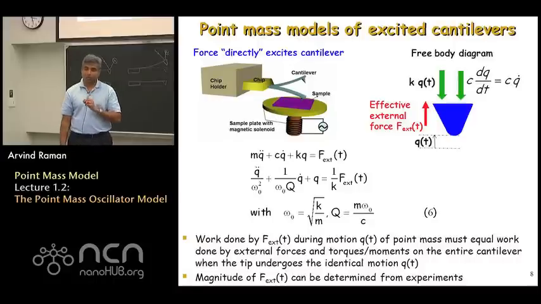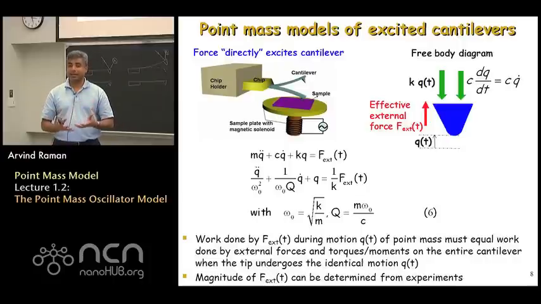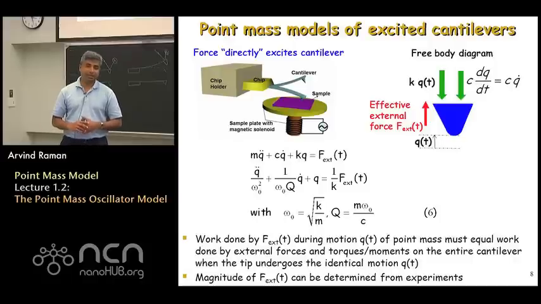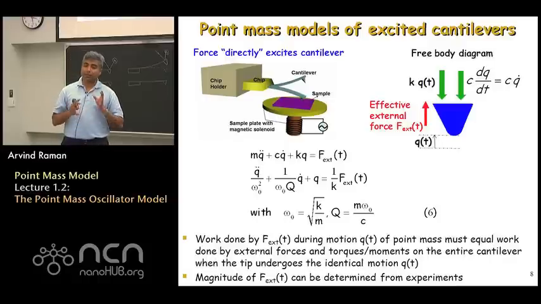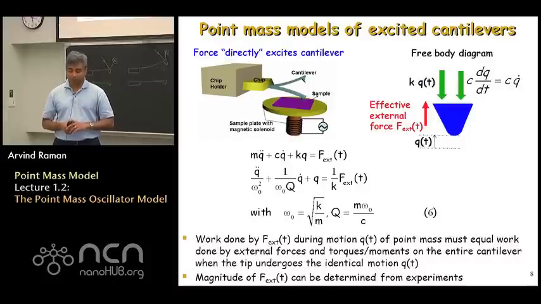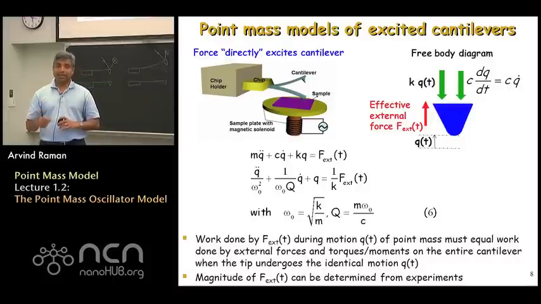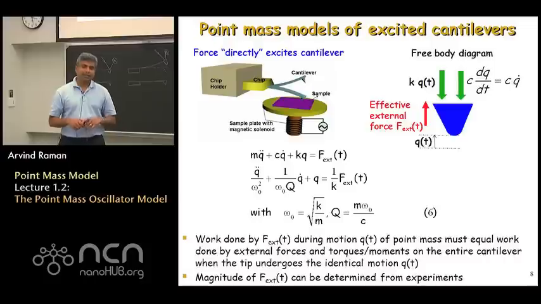So what we're going to first do is extend our point mass model to the directly excited cantilevers, which are the magnetic, the Lorentz force, and photothermal excitation methods. If one were to make an equivalent point mass model for this system, one needs to include the external force. And the external force here has been included in the free body diagram as F sub ext as a function of time.